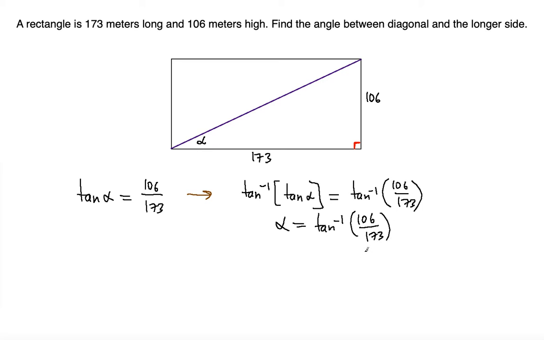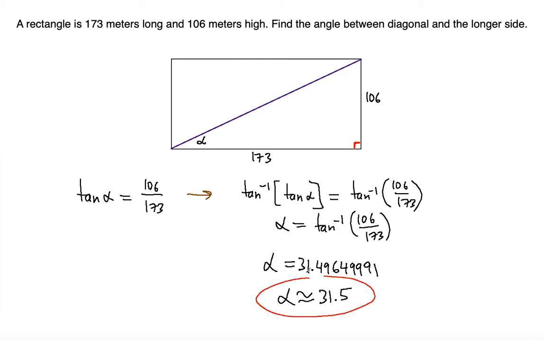So if you use your calculator and making sure you're in the degree mode, 106 divided by 173, taking the arctangent of that, gives you 31.49649991, right? So if you round it to the nearest tenth, you will get about 31.5. Okay, so that would be the angle in degrees. Making sure that you indicate that this is going to be angle in degrees.